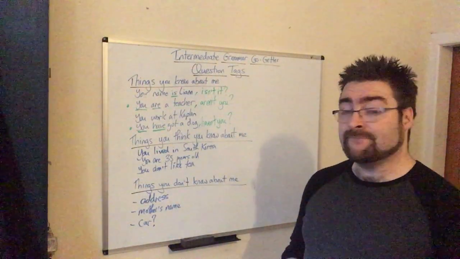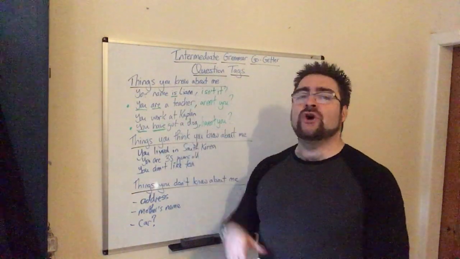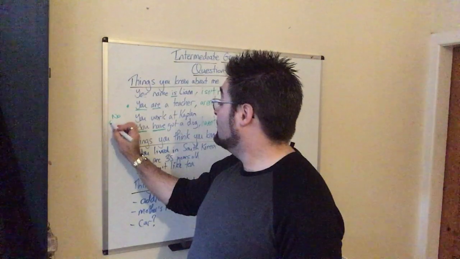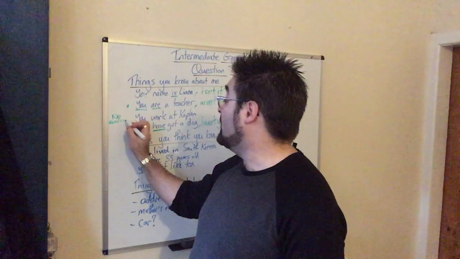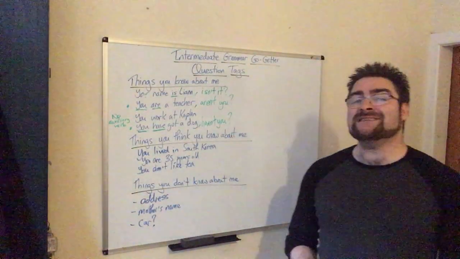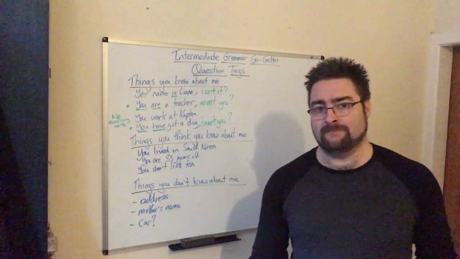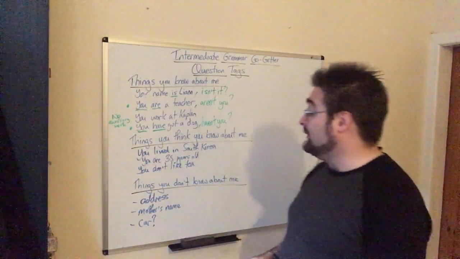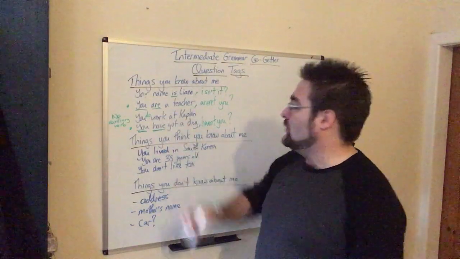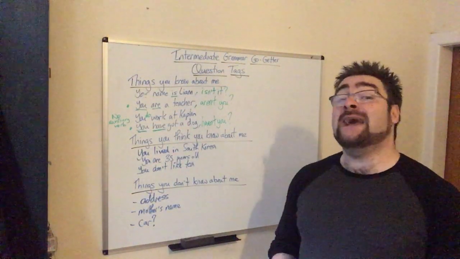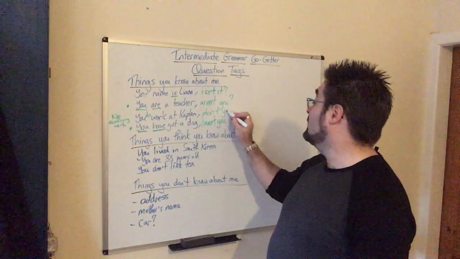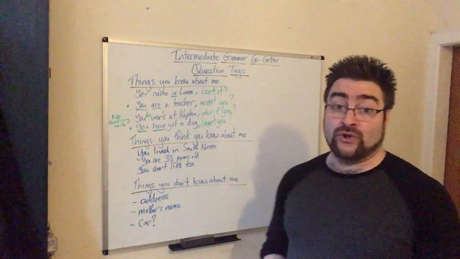Okay? But what happens if there is no auxiliary verb? In this case, there is no auxiliary verb for us to use. So in this case, we have to add one. Now, you work at Kaplan. You have to imagine that there is a do here. Now we can make our question tag. You work at Kaplan, don't you?